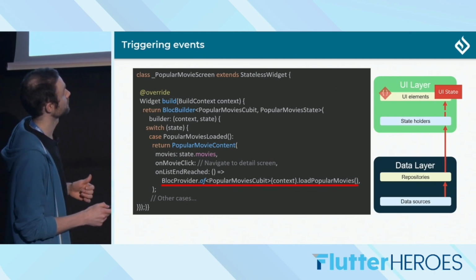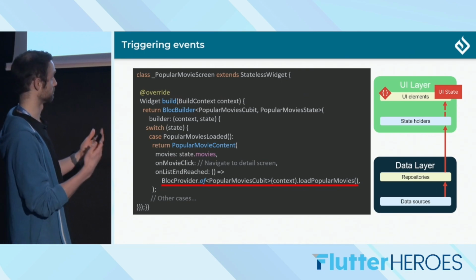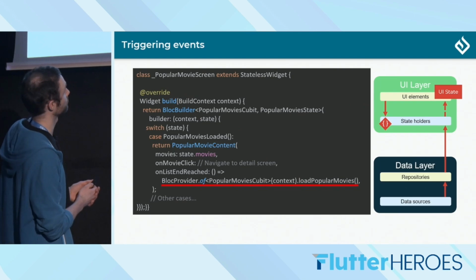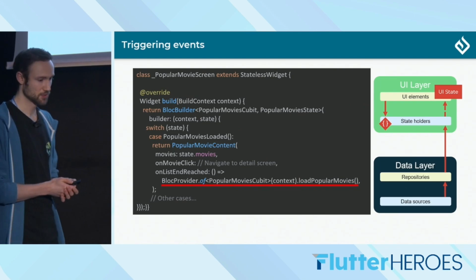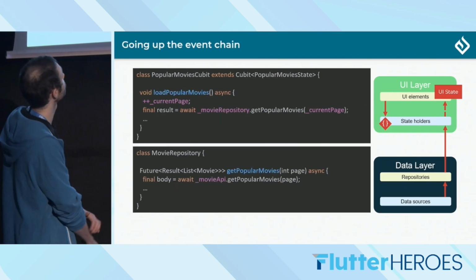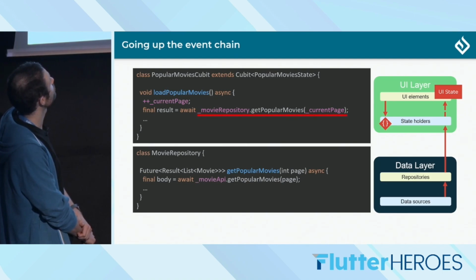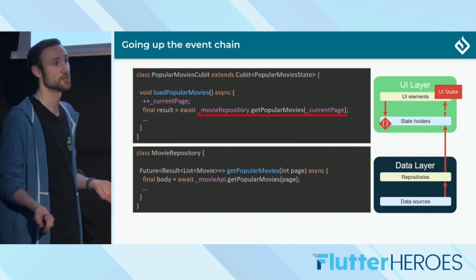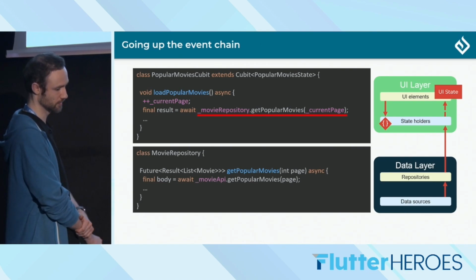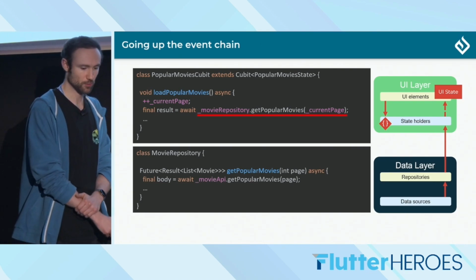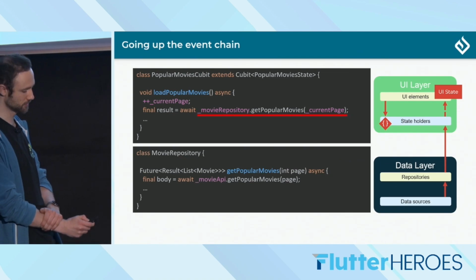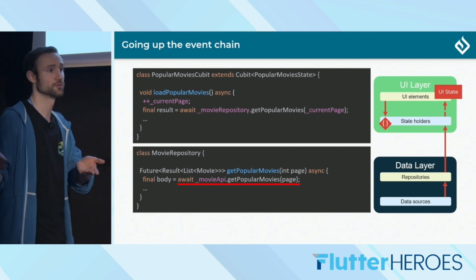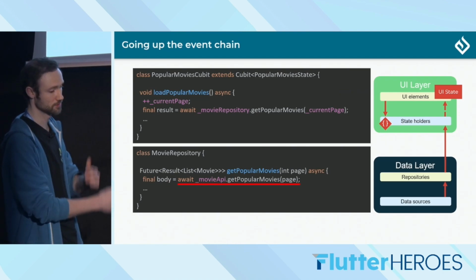So now how is this happening? On the right, we can see the event has been created by some user input, and now we pass this event to the state holder. And now the question is, what is the state holder doing? And you may have guessed it, inside our qubit, we're just calling the repository to get the next chunk of movies. We're just increasing the page, and then we load the next list of movies. And what is then the repository doing? Well, it's just calling the API, which itself then will get the list of movies, return them in the end, and then we can display it again.